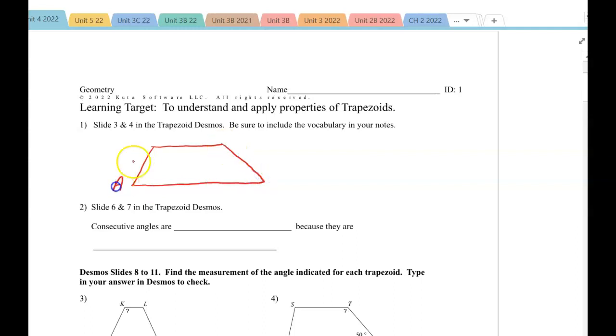So if I label this A, B, C, D, BC and AD are parallel. And then in the Desmos, there's a couple vocabulary words. AD is called a base. BC is also called a base. AB is called a leg of the trapezoid. And CD is also called a leg.